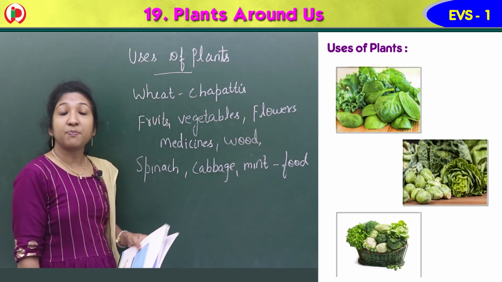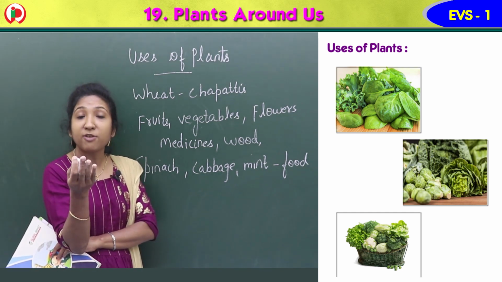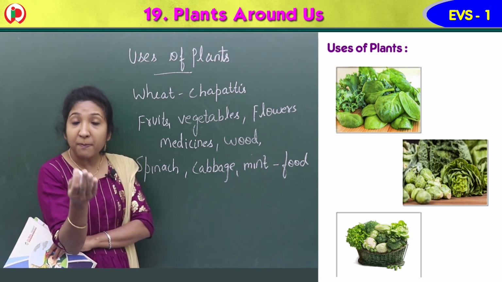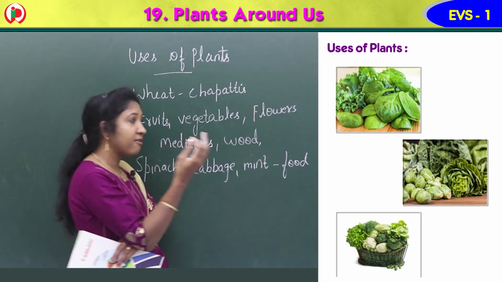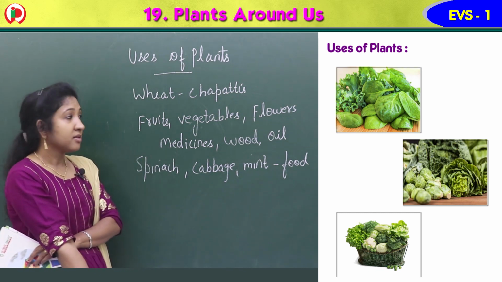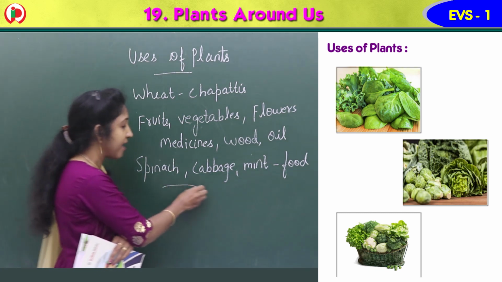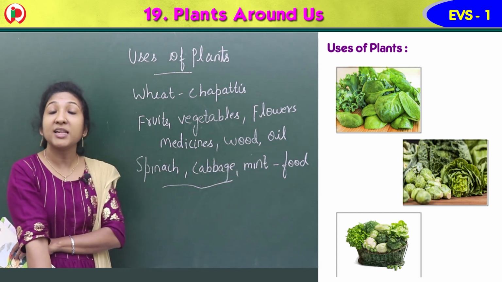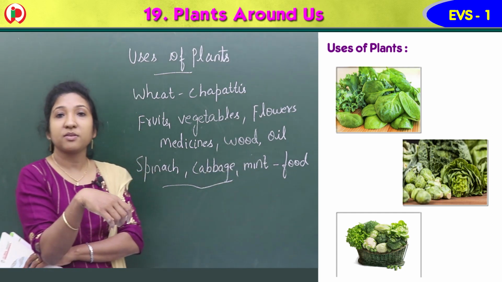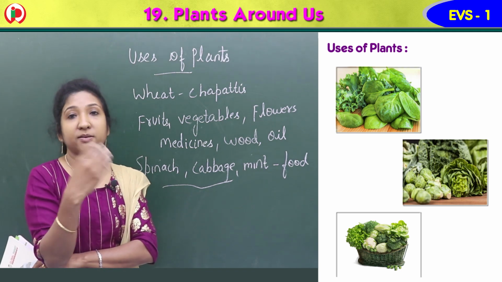You know, trees, plants give us oil. Sunflower, you know, sunflower plant. From sunflower plant we make oil, sunflower oil. So it gives us oil. Then leaves of some plants, we eat leaves of these plants. Spinach, cabbage, leaves we eat. So in all the ways plants give us food.